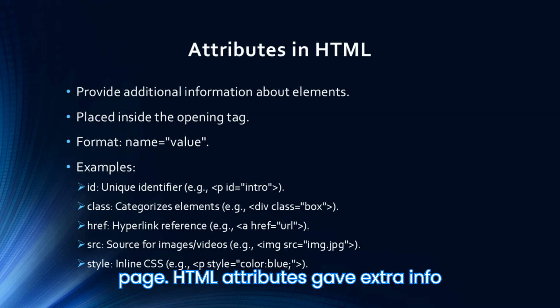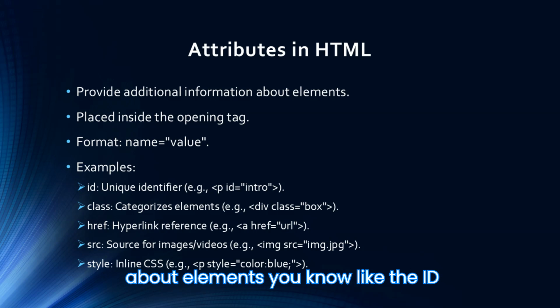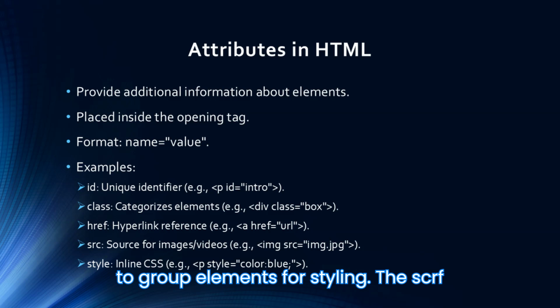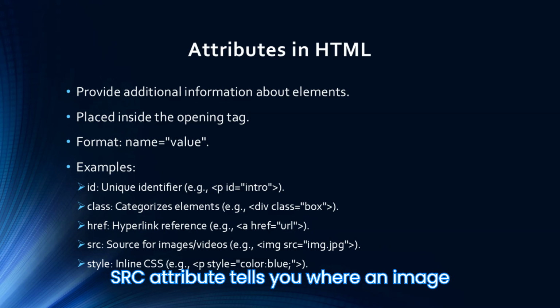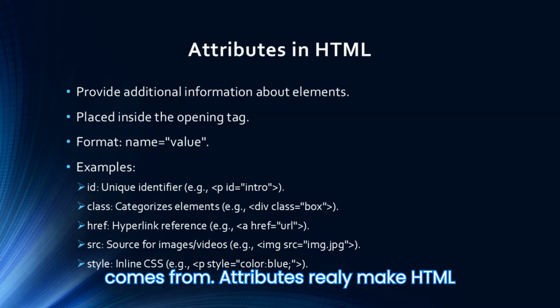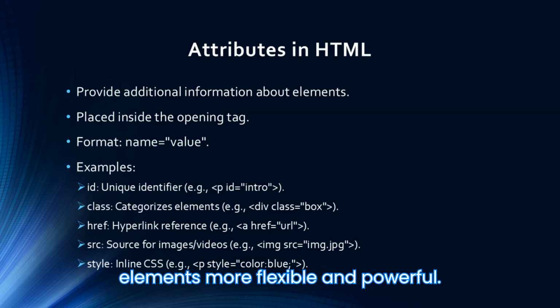HTML attributes give extra info about elements. Like the id attribute gives a unique tag to an element, while the class attribute is used to group elements for styling. The href attribute is what you use in anchor tags for linking stuff, and the src attribute tells you where an image comes from. Attributes really make HTML elements more flexible and powerful.